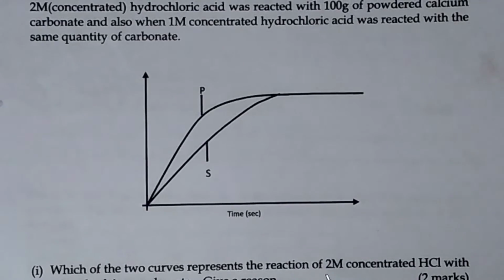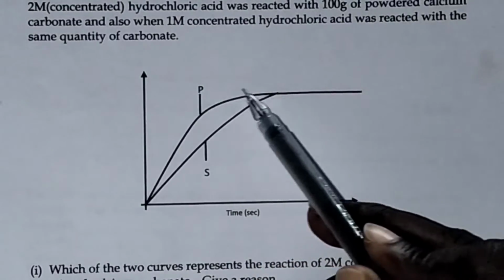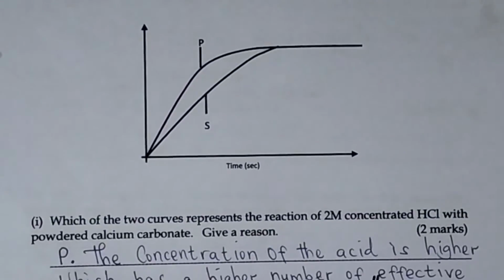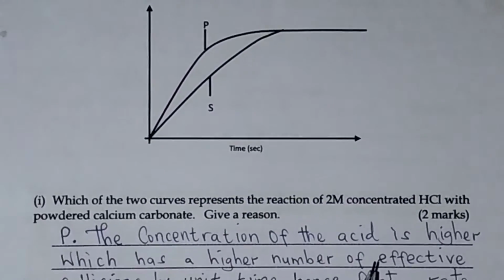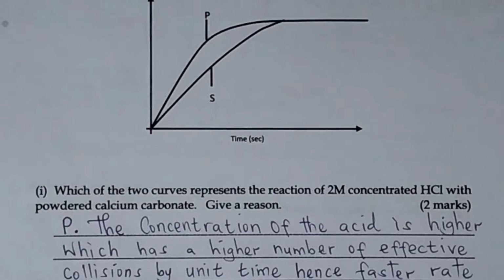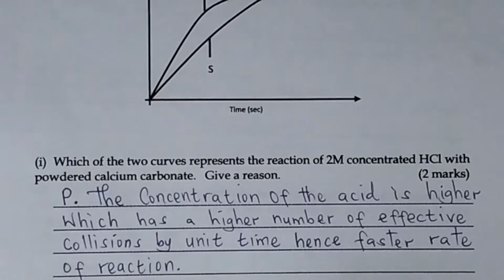So the reaction will be faster with 2 molar, and the curve will be steeper. So that means it is B. The answer is B. And the reason is that the concentration of the acid is higher, which gives a high number of effective collisions per unit time. Hence, a faster rate of reaction.